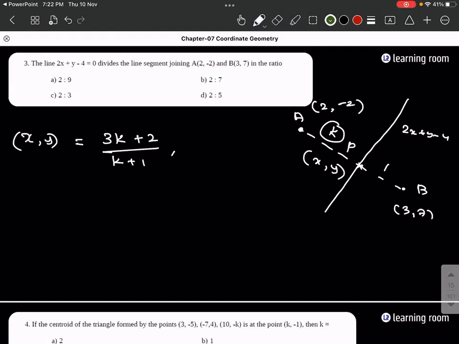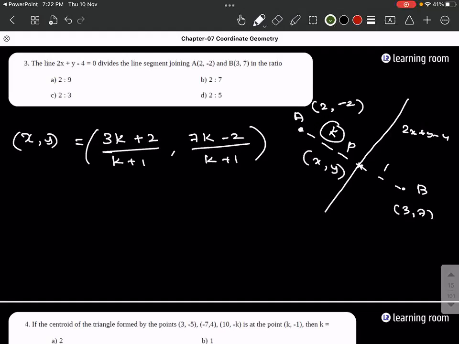And y will be 7k minus 2 divided by k plus 1. I repeat, is there anyone having doubt in applying this? If you're not able to do it, let me know. I'll explain.